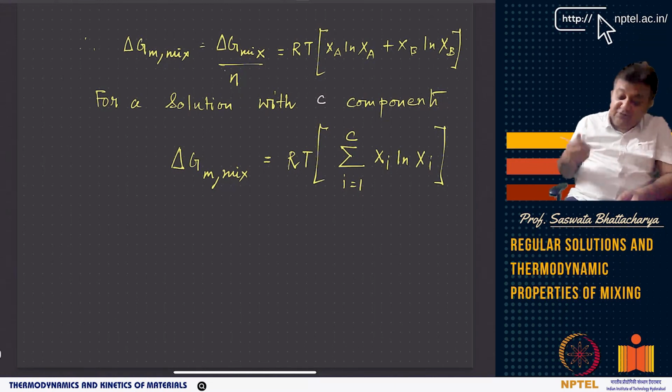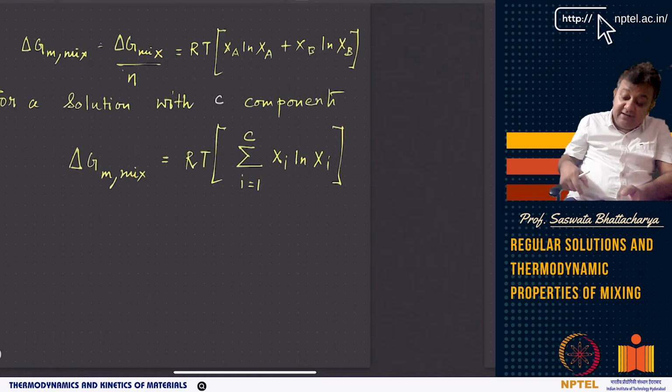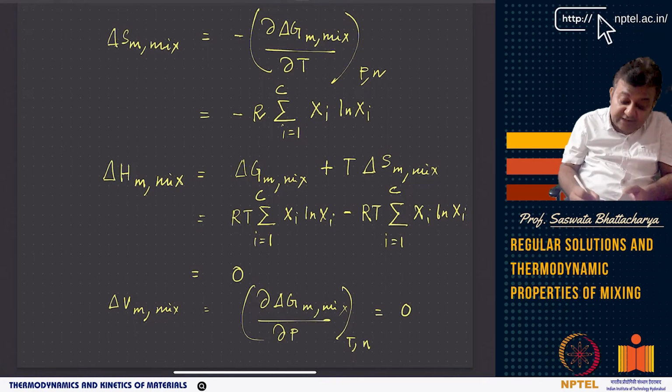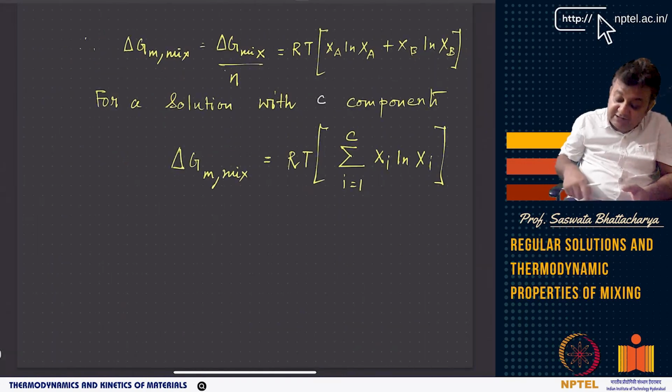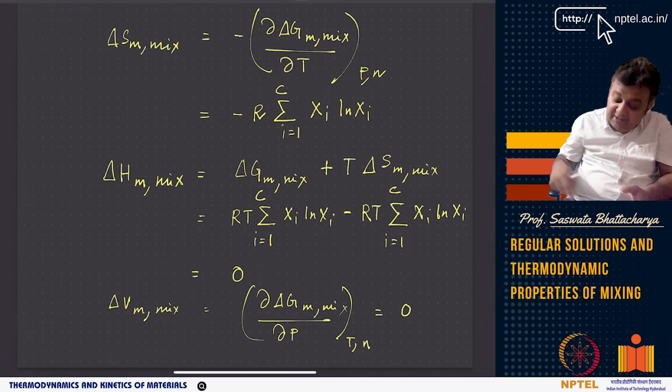But if it is a multi-component solution with C components, then delta Gm mix, the molar free energy of mixing, equals RT times the sum from i equals 1 to C of xi ln xi. This looks very familiar, right? Xi ln xi, you have already seen that. Delta Sm mix, I have told you, is minus R sum of xi ln xi. I don't want to repeat again, but what I am trying to say is that once you know delta Gm mix, you can get delta Sm mix, and you can get delta Hm mix, which is equal to 0 for an ideal solution. Delta Hm mix equals 0.